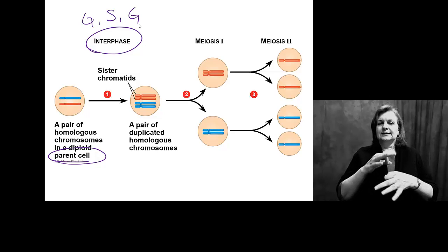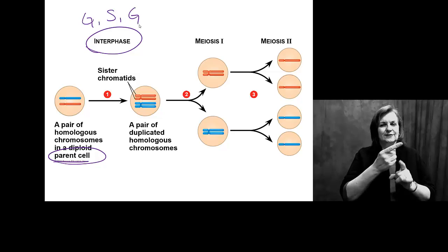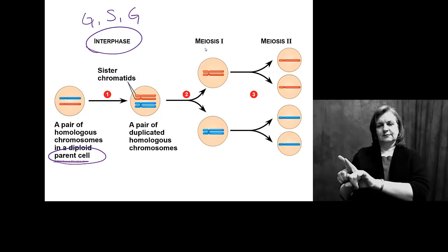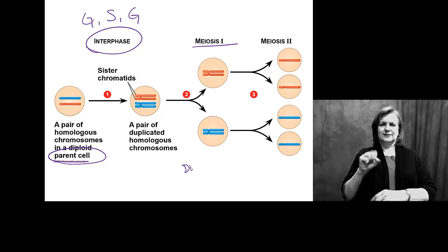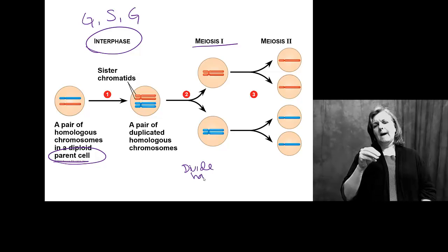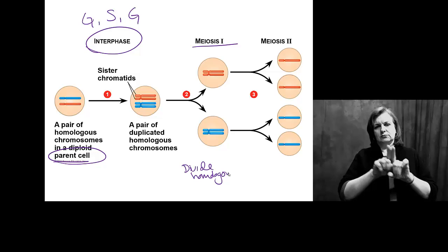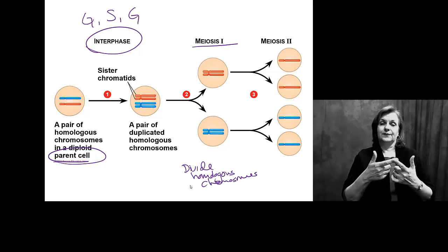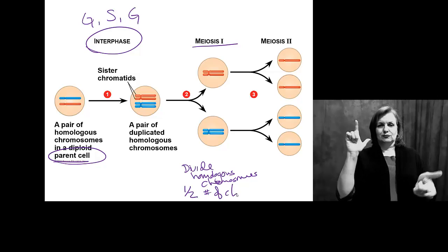But instead of dividing the sister chromatids like we did before, we're actually going to divide the homologous chromosomes. So in meiosis 1, we divide homologous chromosomes, and this is actually going to half the number of chromosomes. Why?